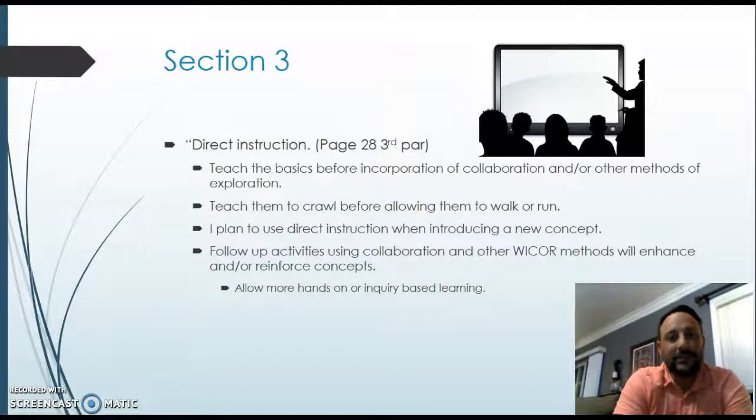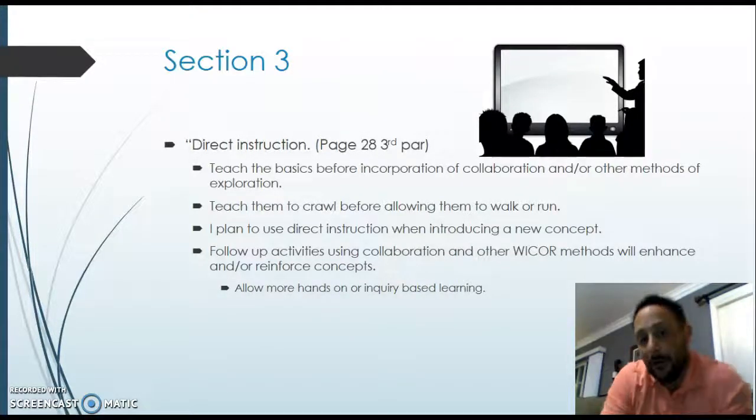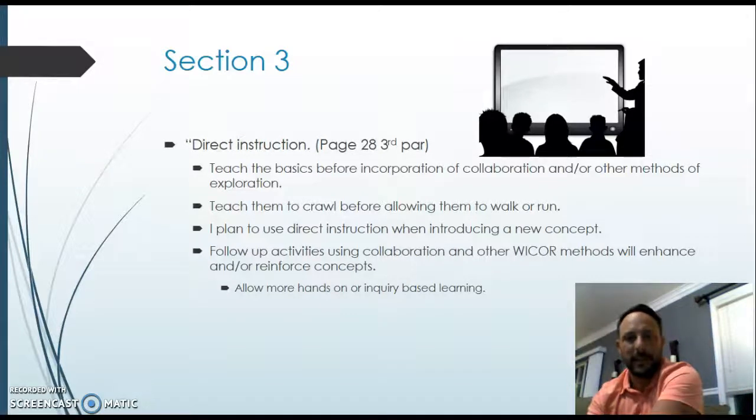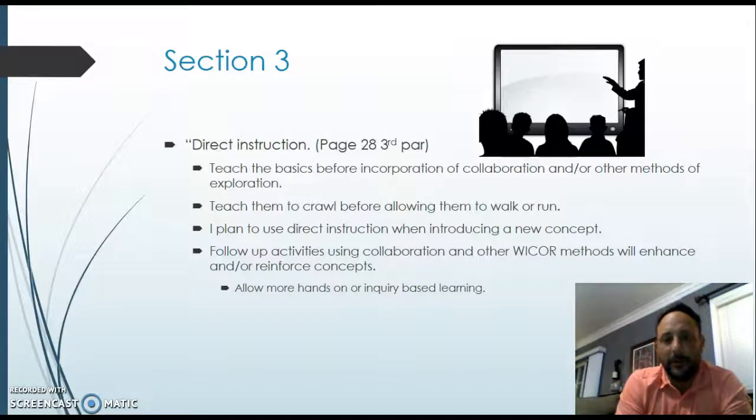All right, section 3, direct instruction is big for me. When I was reading in the book on page 28, the third paragraph, to me, it's all about teaching the basics, incorporating the basics for any method, when we're collaborating, exploring, whatever method we're using. We got to get done with the basics first, and then I can go into the next step of what I'm teaching. So I kind of borrowed that from the Marine Corps concept, which is crawl, walk, run mentality. So we got to teach them to crawl before we teach them to walk, before we teach them to run. And if they're not up to speed on one level, then we're not going to go on to that next level until we're up to speed.